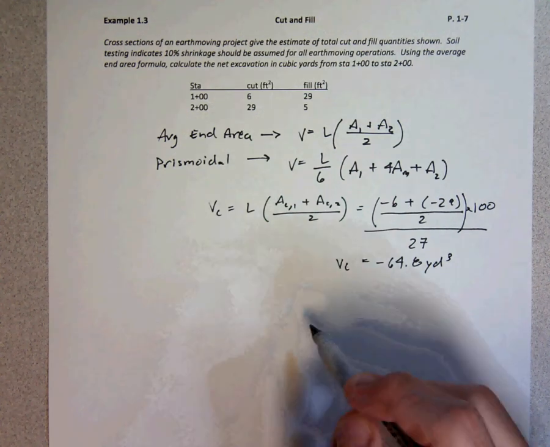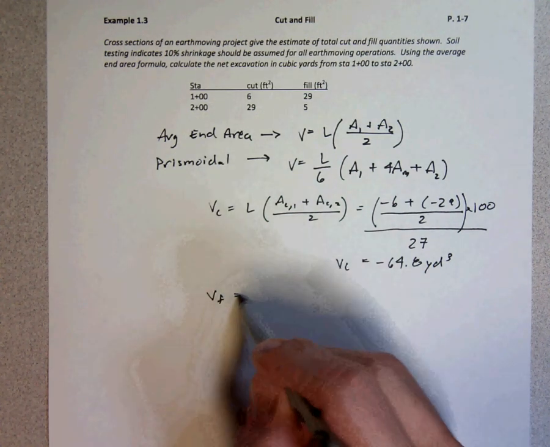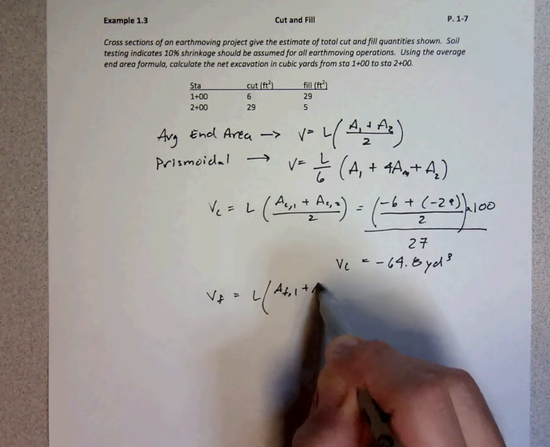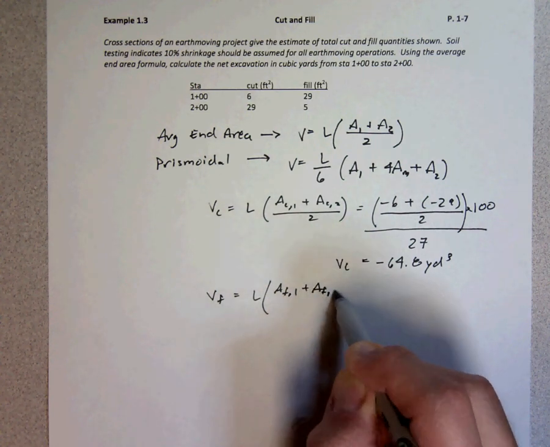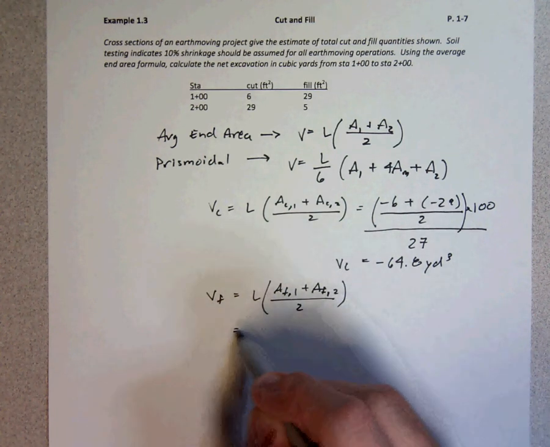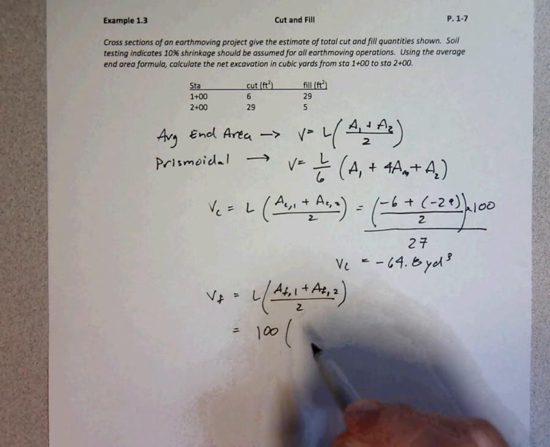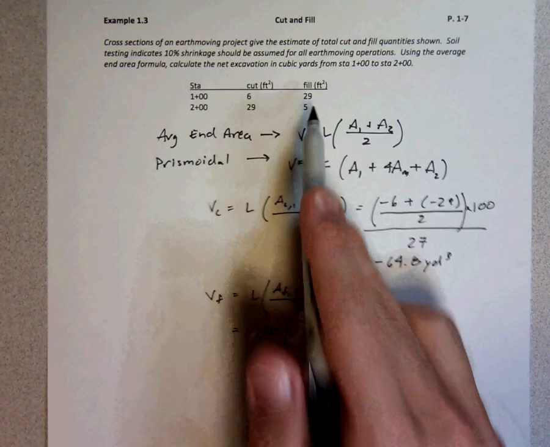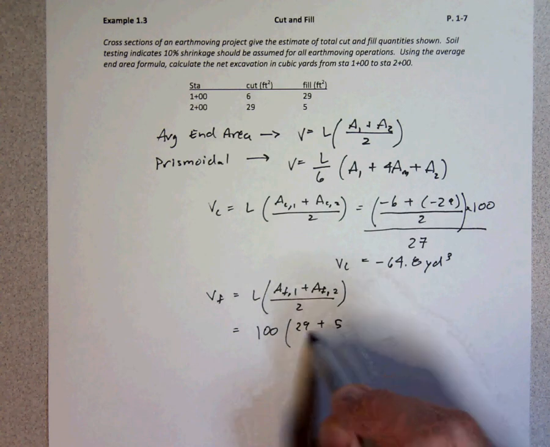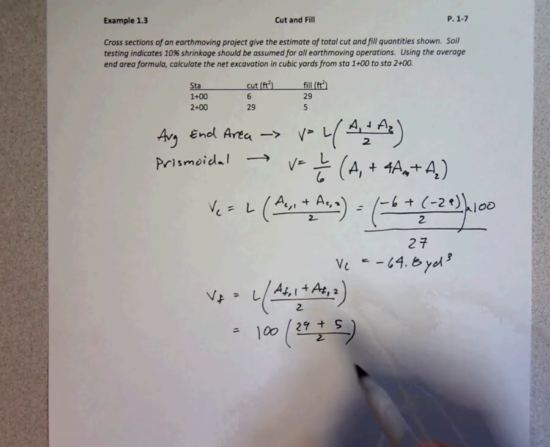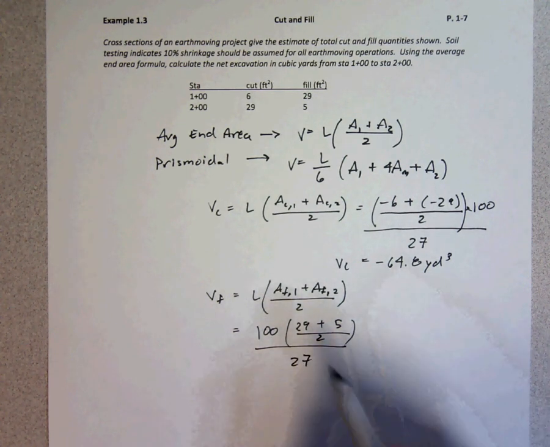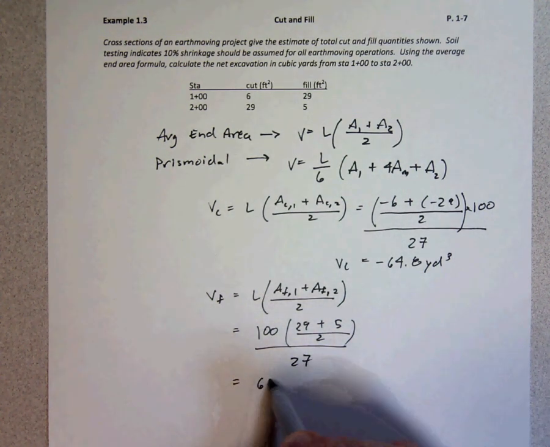Next, let's look at the volume of the fill between the two stations. Again, the length. You may be able to skip some of these steps as you get faster at this, just writing them out for reference. Again, we're dealing with 100 feet between the stations, and that first one there was 29 square feet of fill, 5 for the second. You're going to average those two things out, and again we're going to divide by 27 to get our answers into those cubic yards. That's 63.